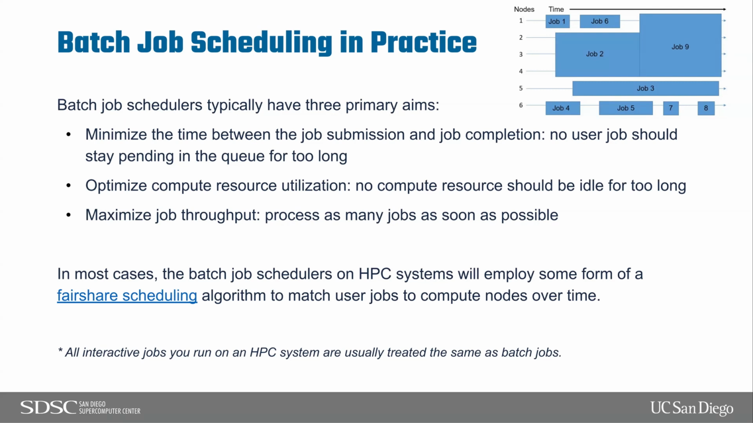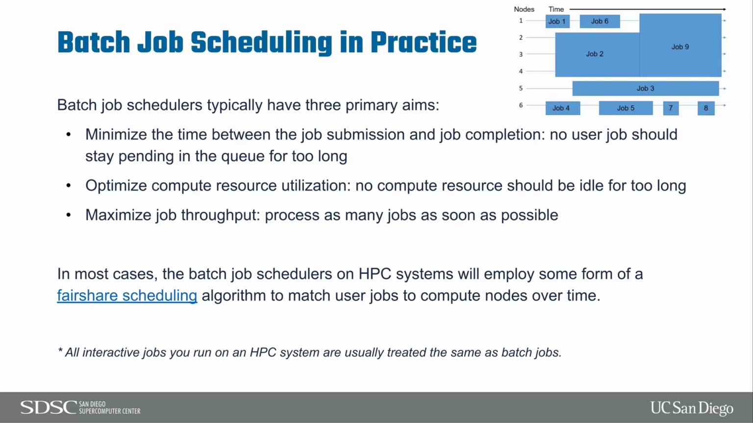Because you want to get your research done. So every scheduler is trying to get you through the system and get your work done as fast as possible. But it's also trying to optimize the resource utilization. We're trying to not waste any compute resources for too long, so there's that trade-off. And then you're also trying to process as many jobs as soon as possible, so trying to maximize what we call job throughput. These are the three legs of the optimization problem that any scheduler is trying to solve.